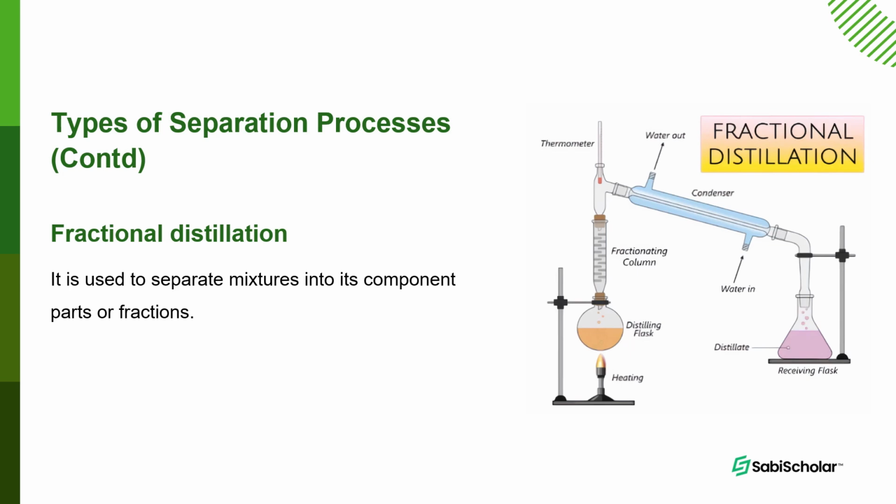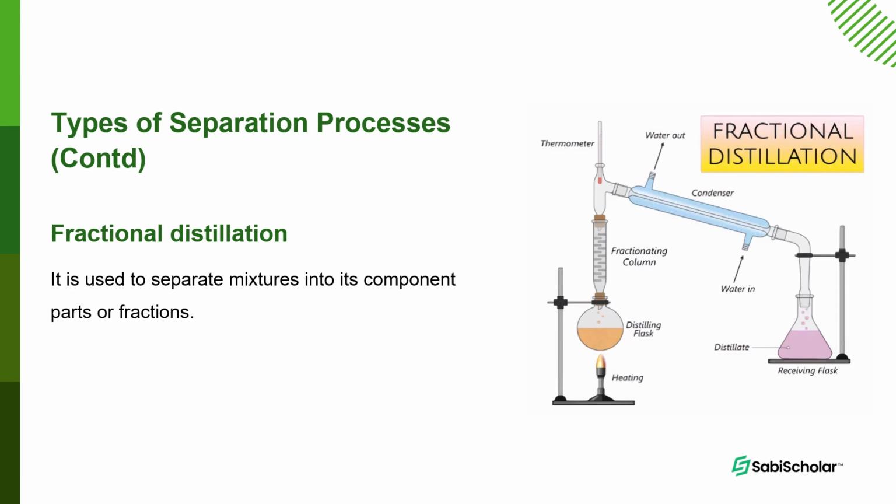So, assuming we have 3 or 4 solvents mixed together, it begins to boil. Each of them will boil at a different boiling point, and they will be collected differently without mixing together because of the presence of what? The fractionating column. The same principle is applied with distillation.